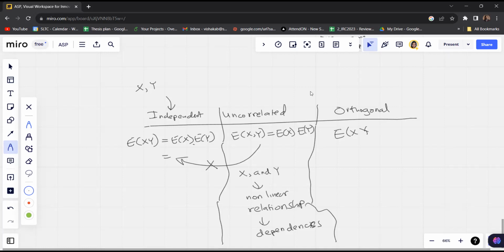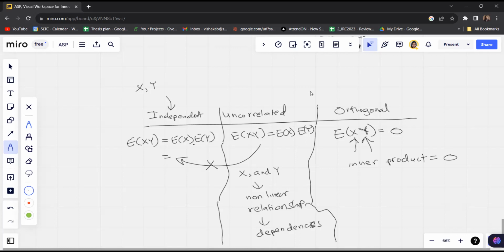Sorry, here I will remove the comma. It should be the product between the two random variables. So the product between the two random variables is going to be 0, which means that these two random variables have the inner product equal to 0. The values of the random variables' inner product will always stay 0.